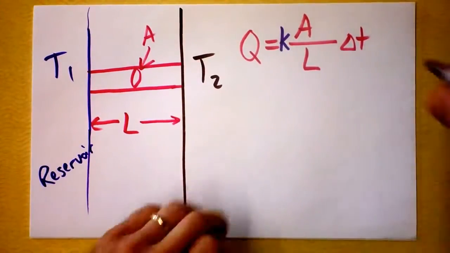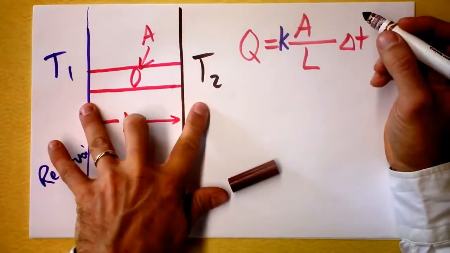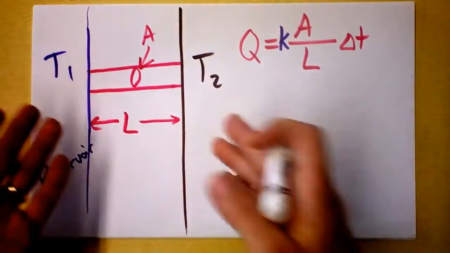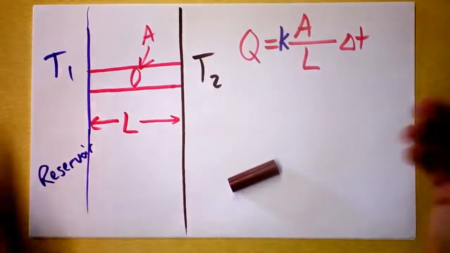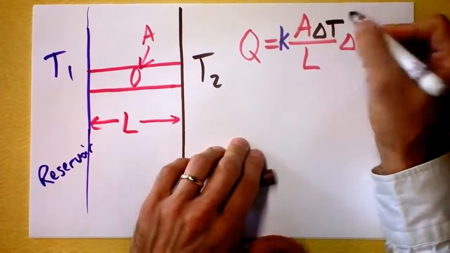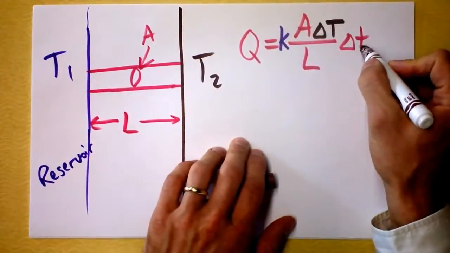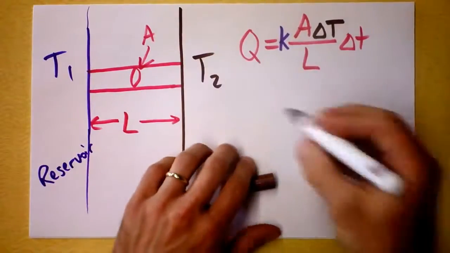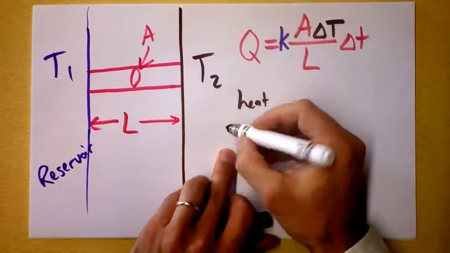It affects, well, come on, the difference in these temperatures. Of course, if these are very near the same temperature, then not much heat will flow. And of course, if they are very different temperatures, then a lot of heat will flow. So it's proportional to change in temperature and how much time has gone by. So really what I'm talking about is heat flow. We could define this thing called heat flow.